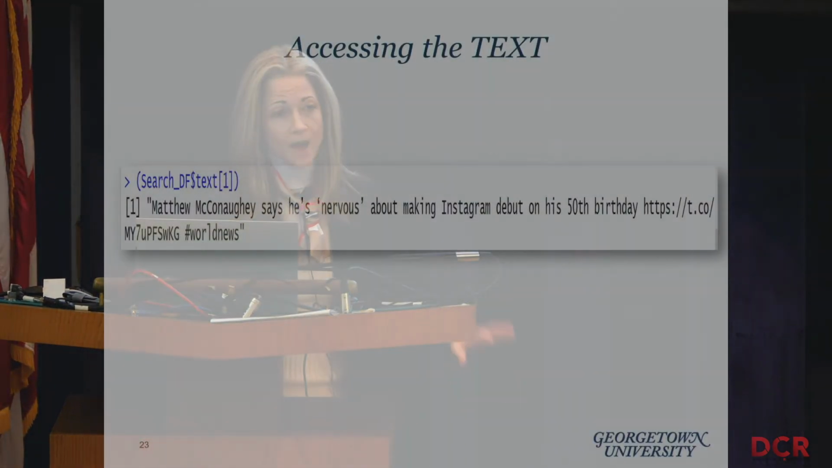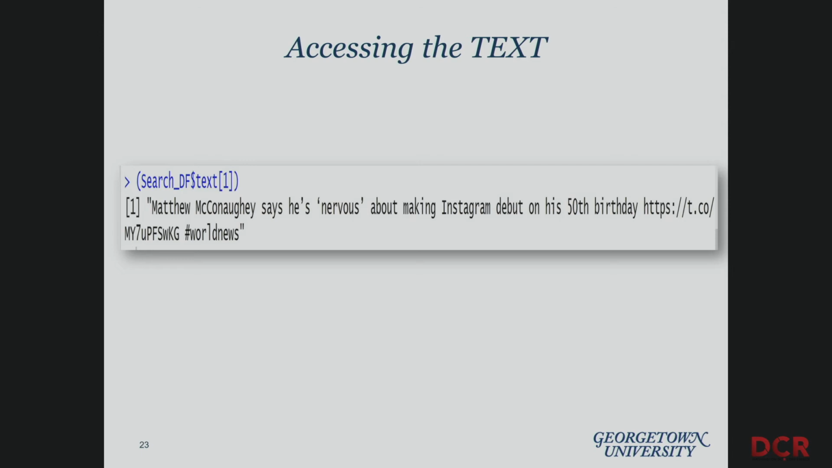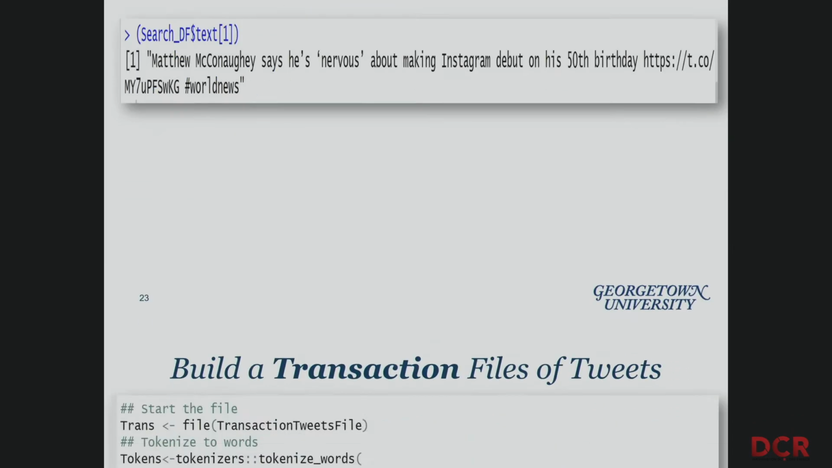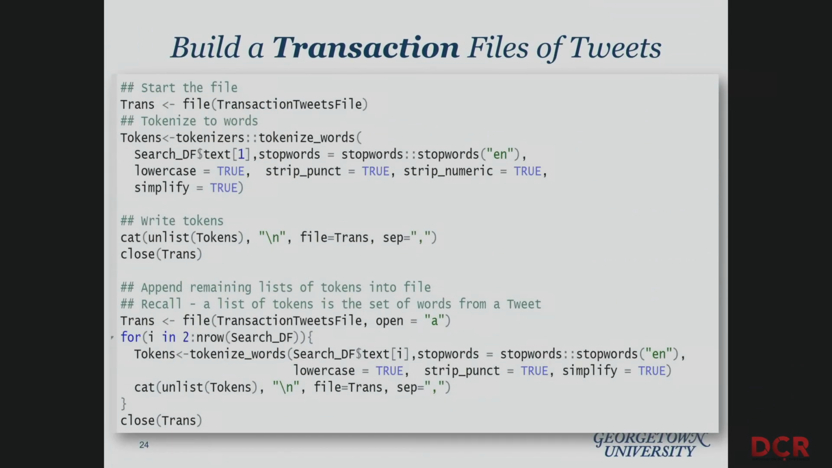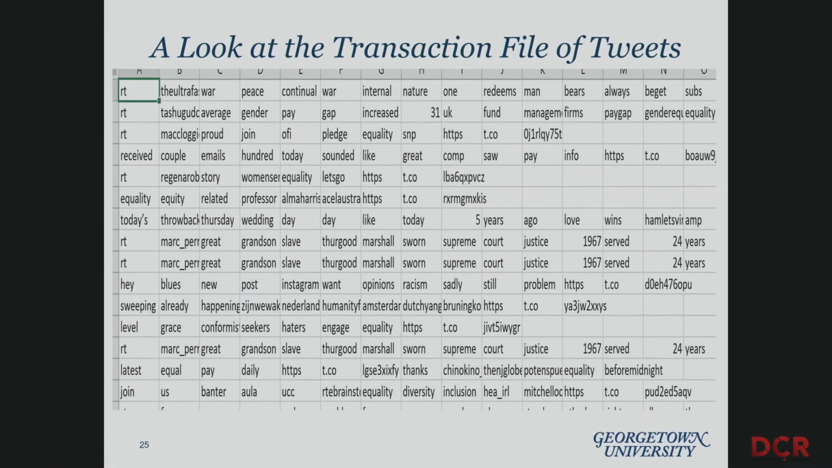Now I'm going to do this part fast because, again, this was done last year a little bit. So here's a single tweet. I can access it. Here's the part where I build the transaction data from the tweets. Here's what it starts to look like. So instead of now having tweets, I start to have individual words.